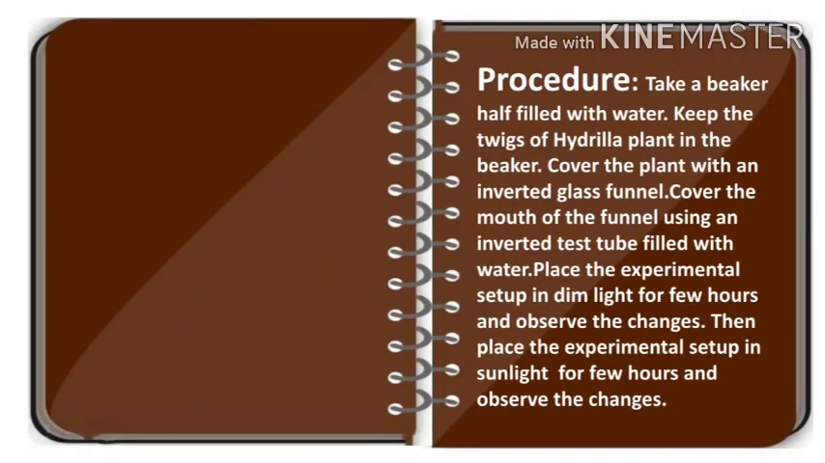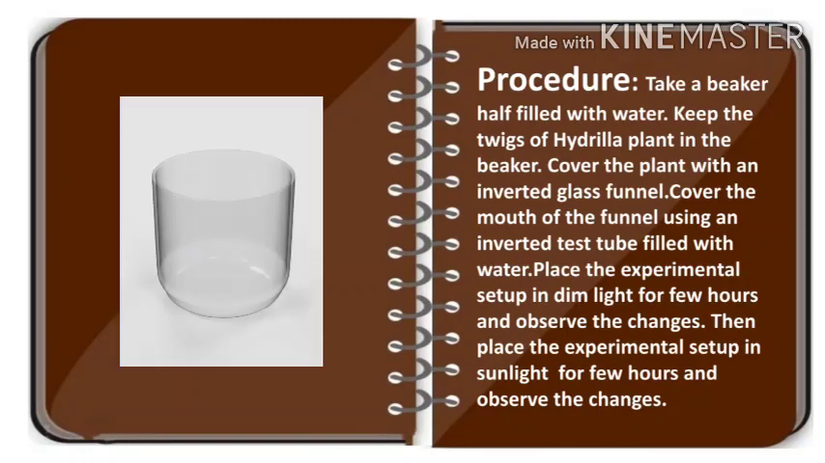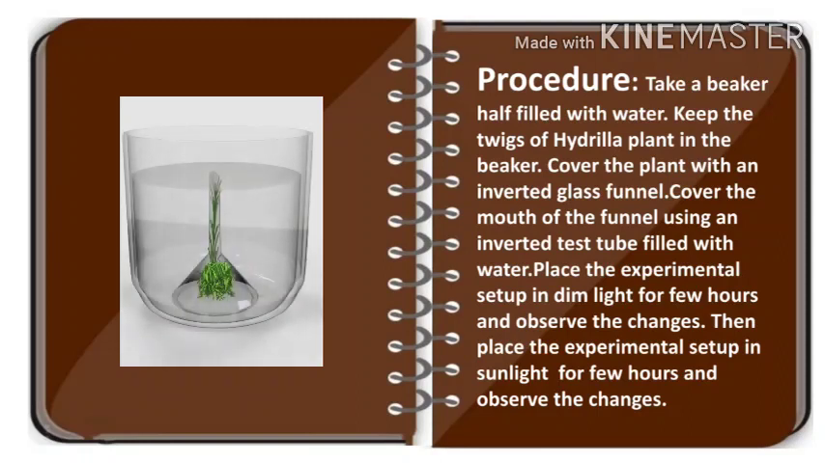Then the procedure. Take a beaker half filled with water. Keep the twigs of hydrilla plant in the beaker. Cover the plant with an inverted glass funnel. Cover the mouth of the funnel using an inverted test tube filled with water.